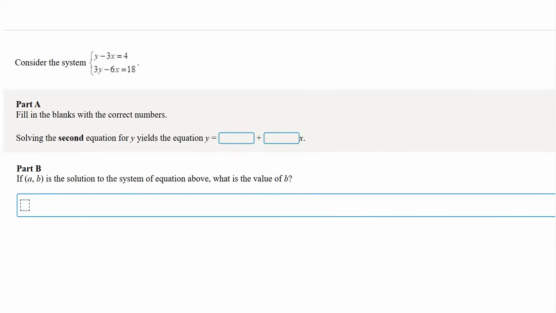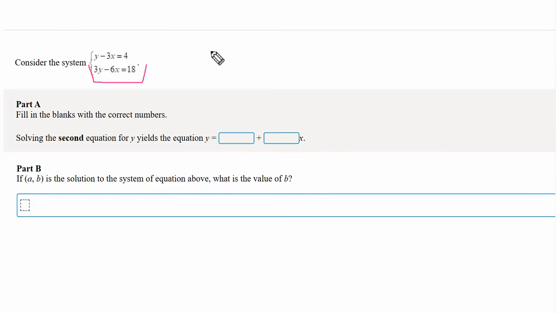Okay. Here, what do we do? Consider the system y minus 3x equals 4, 3y minus 6x equals 18. Again, what are we doing? They're following the substitution method, but here don't start directly. Read the questions below. There's part A, solve it according to the instructions they are giving you, so you won't make a mistake. Solving the second equation for y yields the equation as. So they want this one in terms of y.